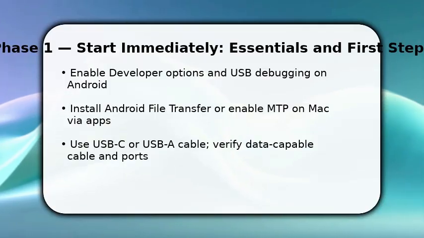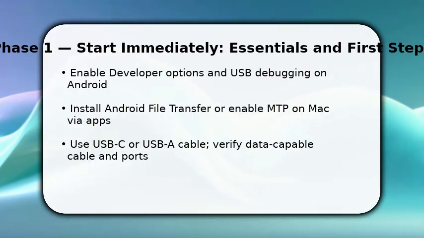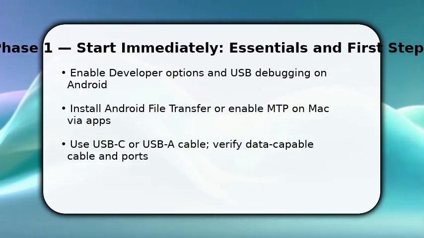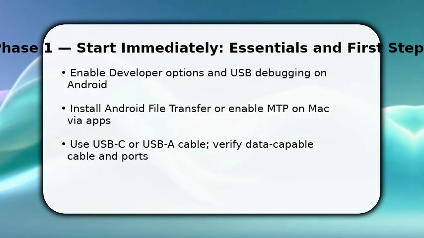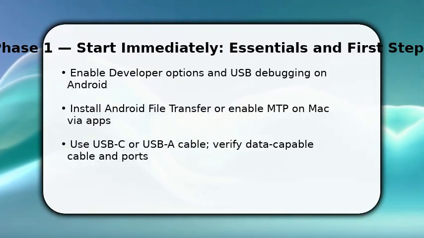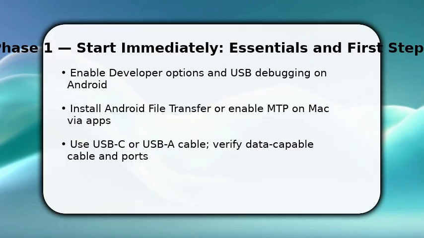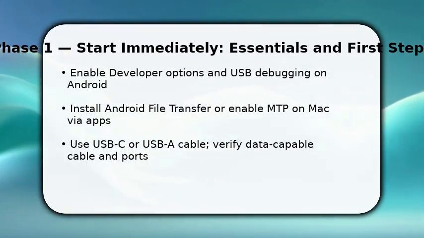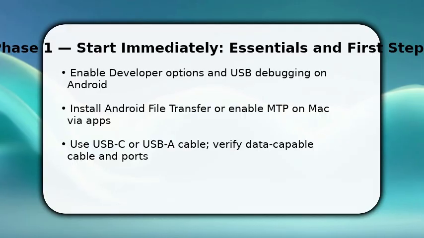You start by readying both devices. This saves time. On your Android, open Settings, enable developer options and turn on USB debugging so the Mac can communicate with the phone. On the Mac, install Android File Transfer or a replacement app that handles MTP because macOS doesn't natively mount Android storage.